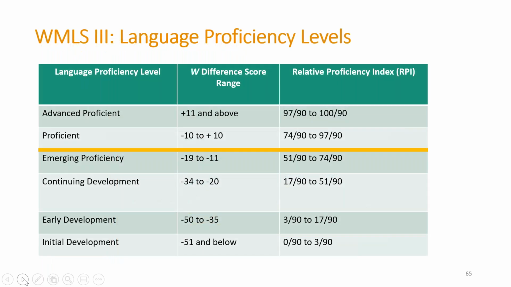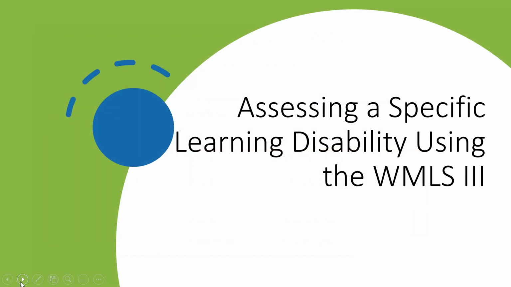So again, I've shown you this. This is just the language proficiency levels, and these charts are in the manual, and it's just showing you, based on the RPI, what is the language proficiency level for the student.